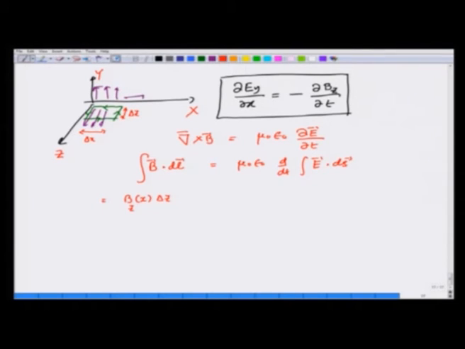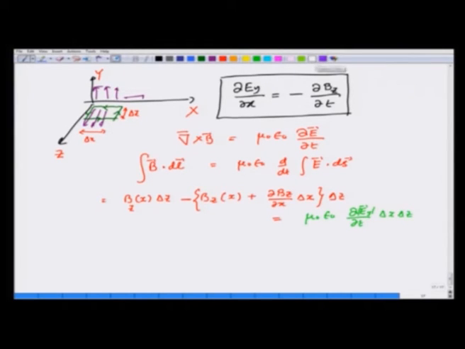The lines parallel to the x axis do not contribute because B is perpendicular to that line, minus Bz at x plus delta x, which I can write as Bz plus partial Bz over partial x delta x, multiplied by delta z, and this is going to be equal to mu 0 epsilon 0 dE/dt, E is in the y direction, let us write the magnitude, times delta s, which is delta x delta z.